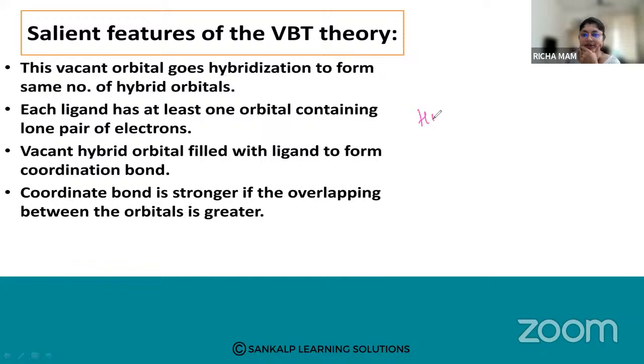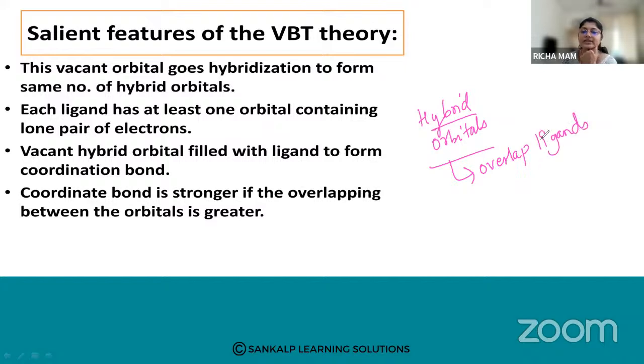So these hybrid orbitals, whatever hybrid orbitals are produced by the metal when it comes in contact with the ligand, what will happen now? They will overlap with the ligand orbitals.